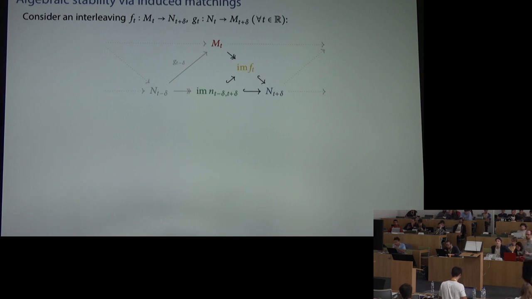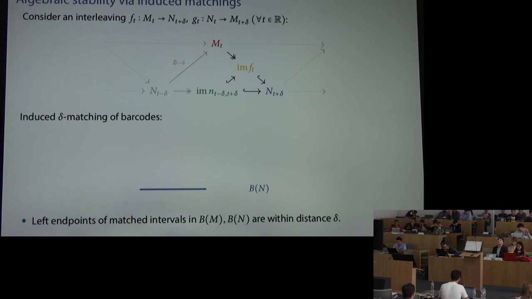Three injections, where we know how the barcode behaves, and one surjection, we also know how the barcode behaves. And again, we're just collecting facts that we know already. So let's assume we have an interval of N. And let's assume it's long enough so it won't shrink away to zero. Let's say this is an interval longer than 2 delta.